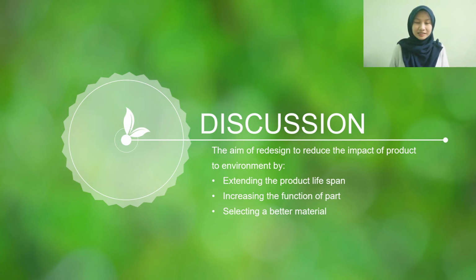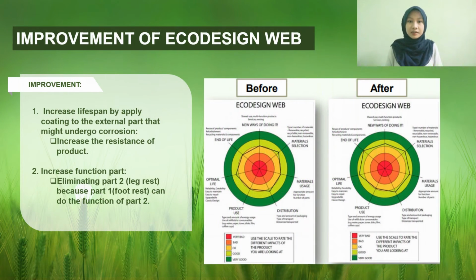The next topic is discussion. In this section, we will discuss the aim of redesign to reduce the impact of product to the environment by extending the product lifespan, increasing the function of part and selecting a better material. Based on the result that we get from Eco-Design Web, some improvement must be made to the wheelchair to improve the scale of Eco-Design Web.